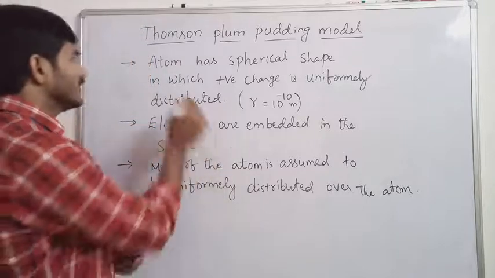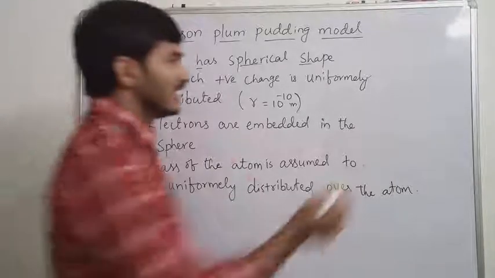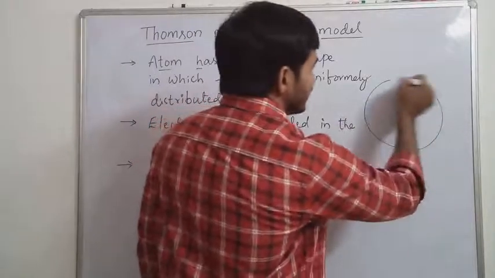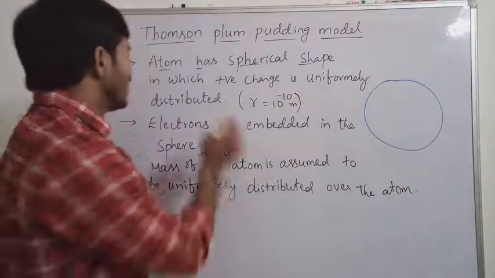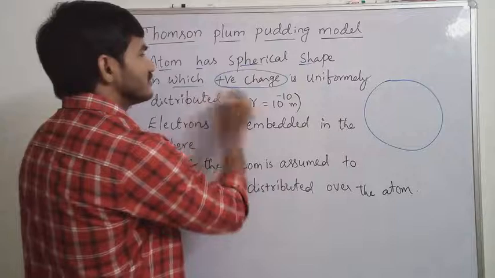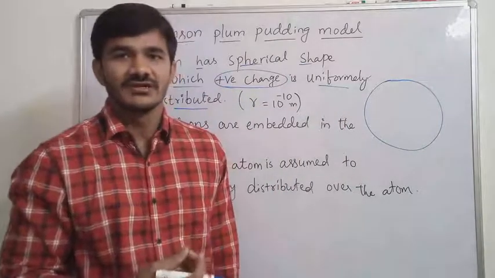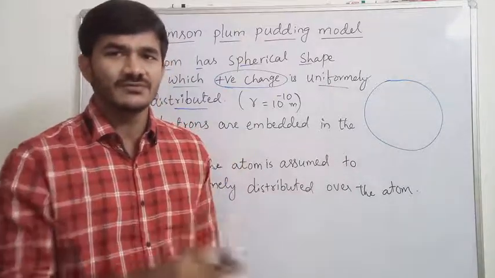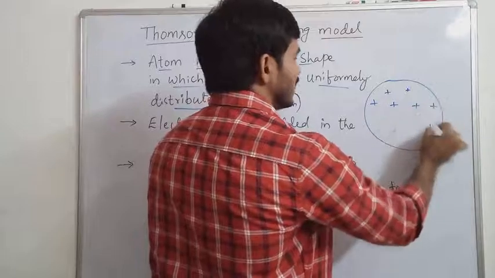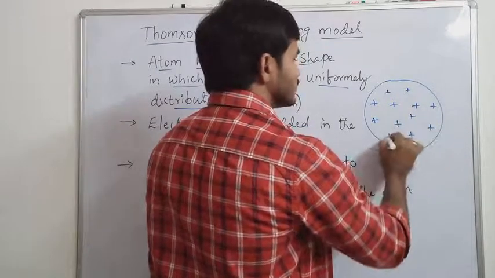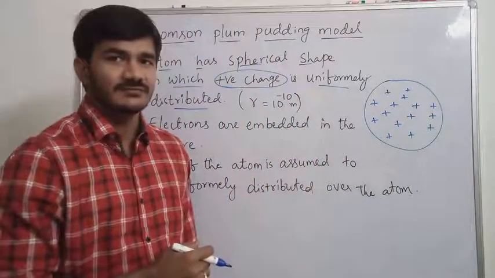See, first point is atom has spherical shape. According to Thomson, atom is spherical in shape, in which positive charge is uniformly distributed. Positive charge is nothing but protons. Those positive charges are uniformly distributed throughout the atom like this. Everything is positive charge and that positive charge is uniformly distributed in the atom. That is a statement given by the Thomson model.